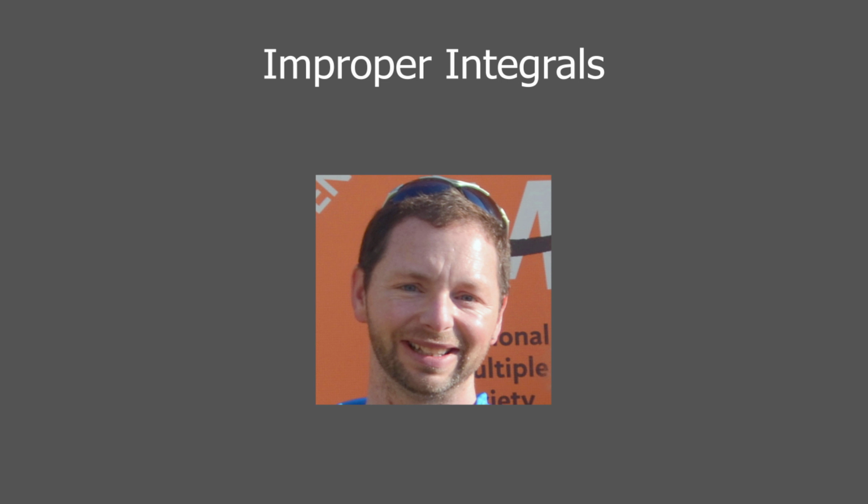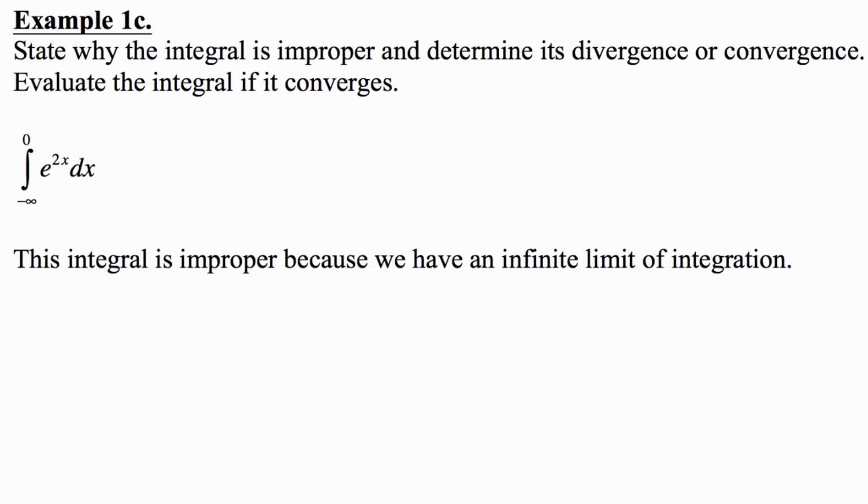This is Mr. Muscarella coming at you, and we're going to take a look at yet another example of improper integrals. Now in this example, we've got to figure out why the integral is improper and determine if it diverges or converges. And if it does converge, we've got to figure out what number it converges to. So what we want to do is take a look, of course, right here at negative infinity in our limit of integration. That's why this integral is improper, because we have an infinite limit of integration.